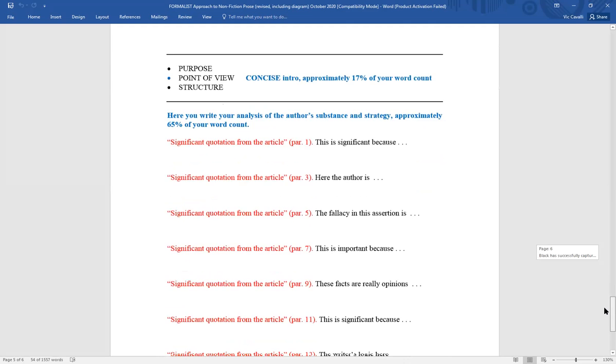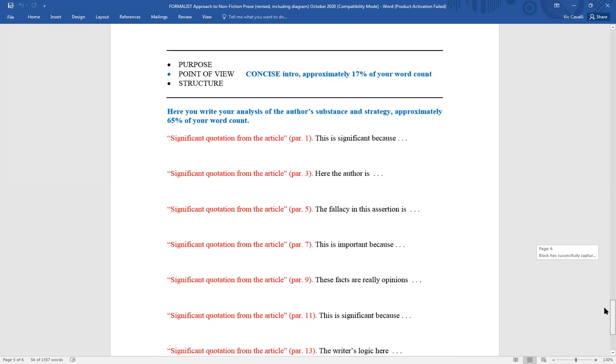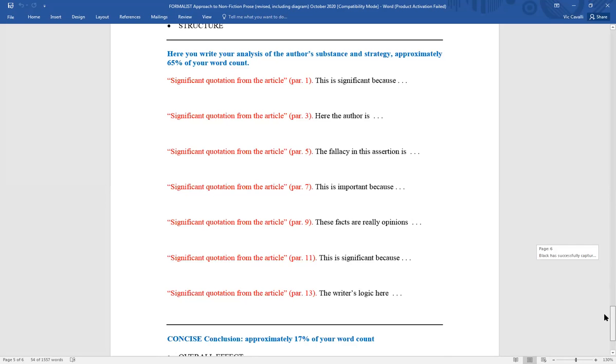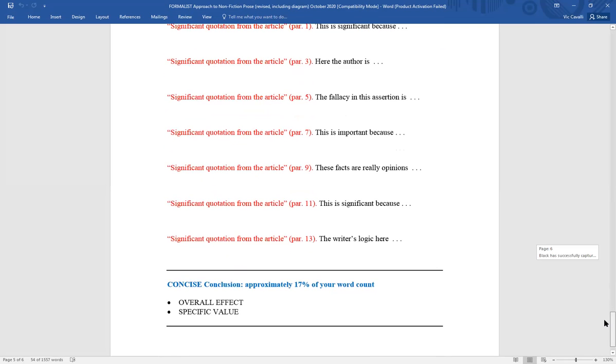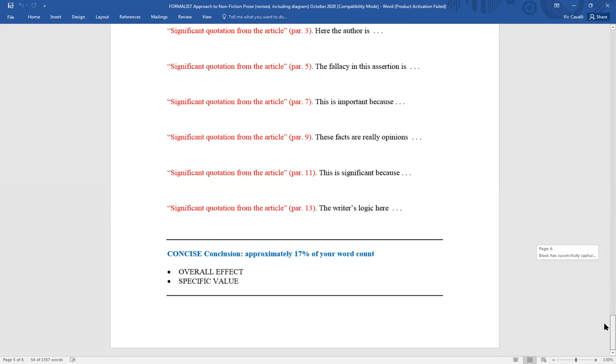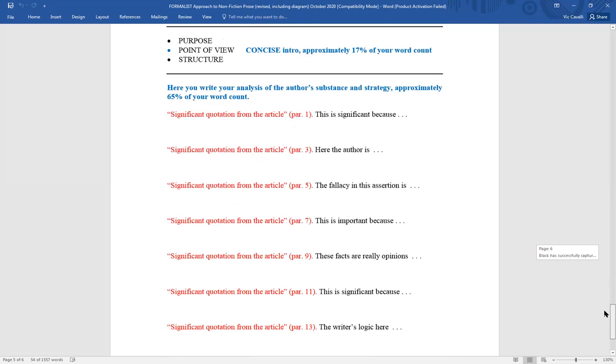First quotation, substance, strategy. Second quotation in red, and then strategy. Third quotation, there's your substance, strategy. Substance, strategy. Substance, strategy, all the way through. That's the body of your essay. You're analyzing how the author is trying to convince you of their purpose.